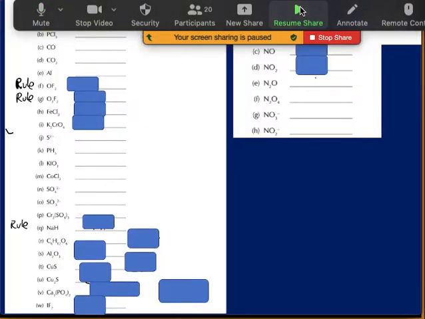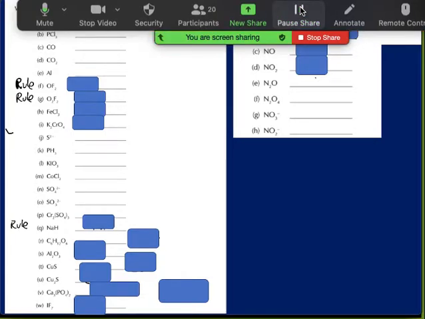So now we're going to go on to the 14.1 and 14.2 in your Chem Live workbook. So you can keep working away.